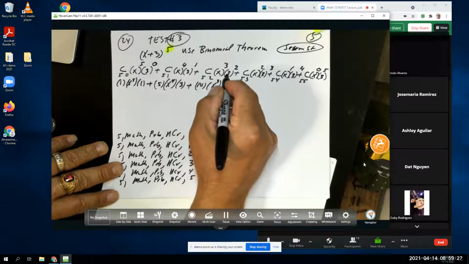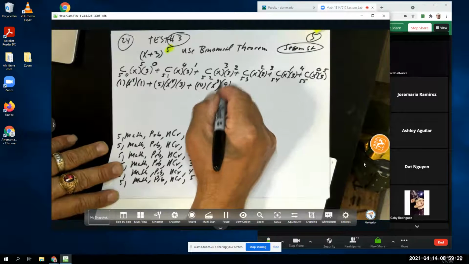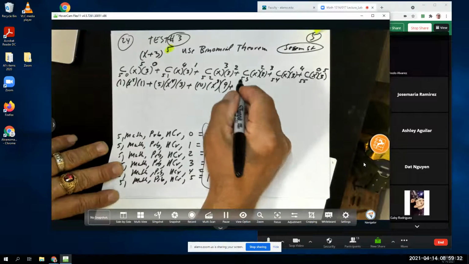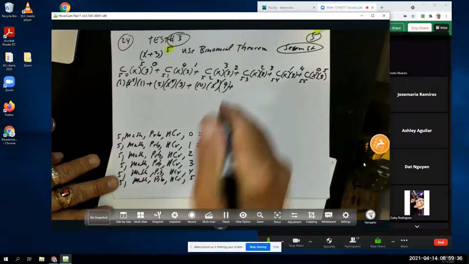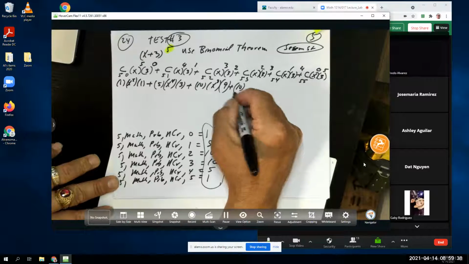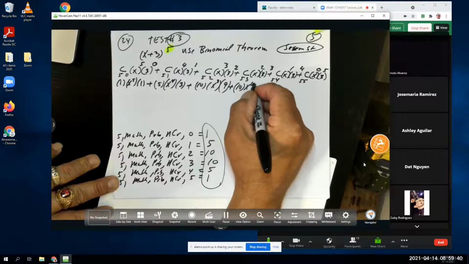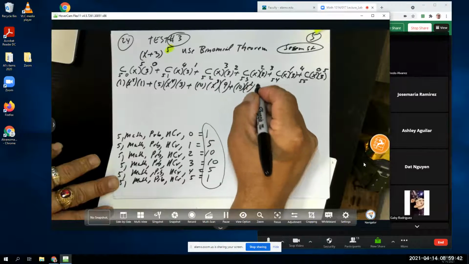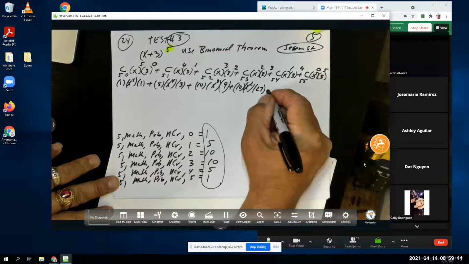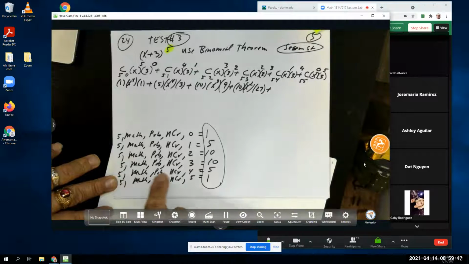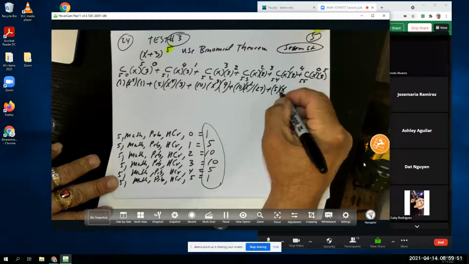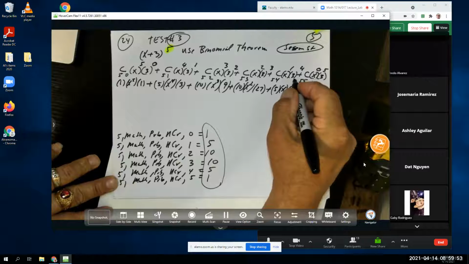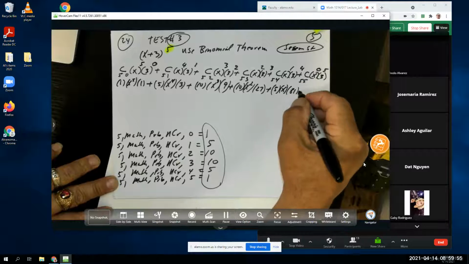Okay, this is a hard part. 3 squared means 3 times 3, which is a 9. Plus 5 nCr 3 is 10. Put 10 there. And then you have x to the 2 power. And 3 times 3 times 3 is 27. I got that part. Plus 5 nCr 4. What is 5 nCr 4? I got 5 times just regular x. And then 3 times 3 times 3 times 3 is 81.